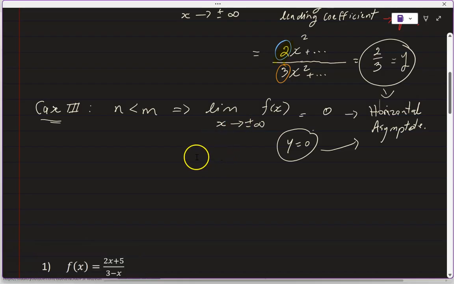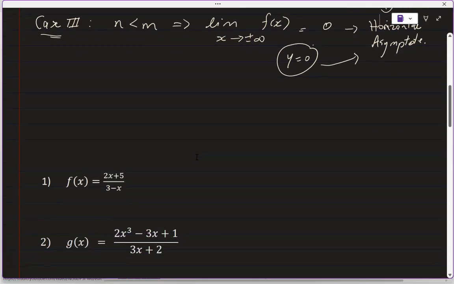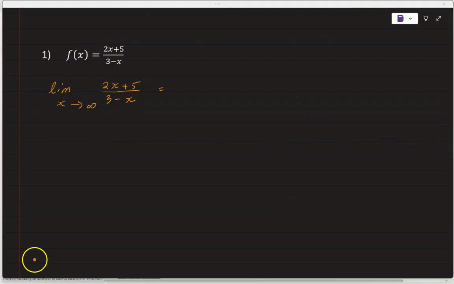All right, now we're going to go through a few examples. I've got five of them, so let's go through each one. Okay, so here's the first function. We're going to take the limit of the function as x approaches infinity. In this case, we're just going to do infinity because negative infinity and positive infinity give the same result.